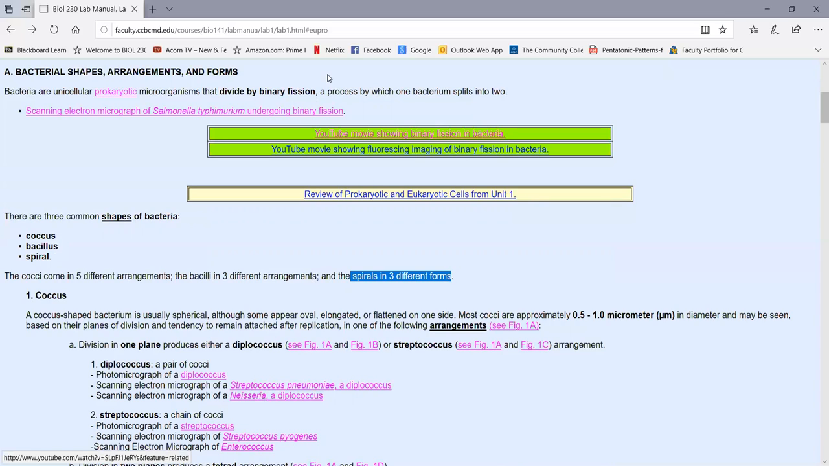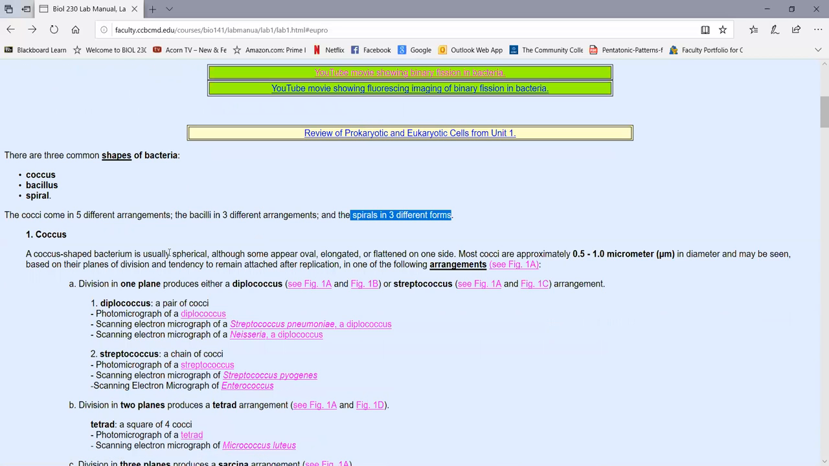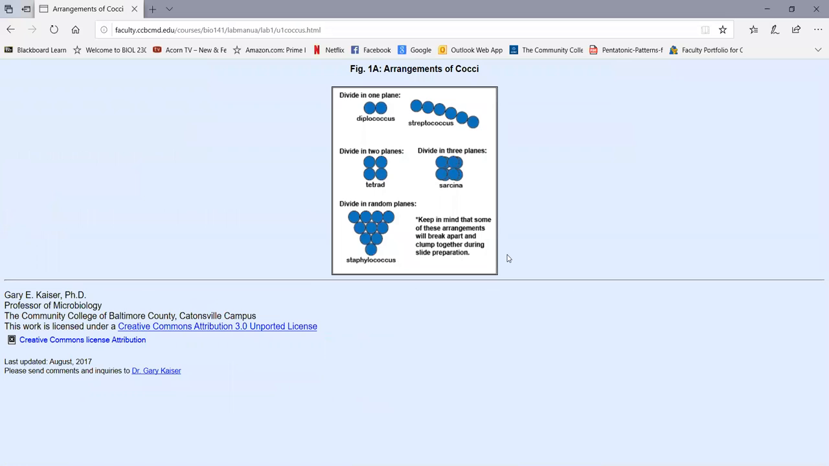So let's start out with a coccus shape. Coccus-shaped bacteria are usually spherical, although they can appear oval, elongated, or flattened on one side, but they're basically spherical. And most cocci are around 1/2 to 1 micrometer in diameter. And remember, as we learned in the introduction to the lab manual, a micrometer is 1/1,000,000th or 10^-6 meters. Now, based on the planes of division and the tendency to remain attached after they divide, they can appear in one of five arrangements. Figure 1A shows you a drawing of them. So here are the arrangements. If I ask for the arrangement of a coccus, it would be either diplococcus, streptococcus, tetrad, sarcina, or staphylococcus.